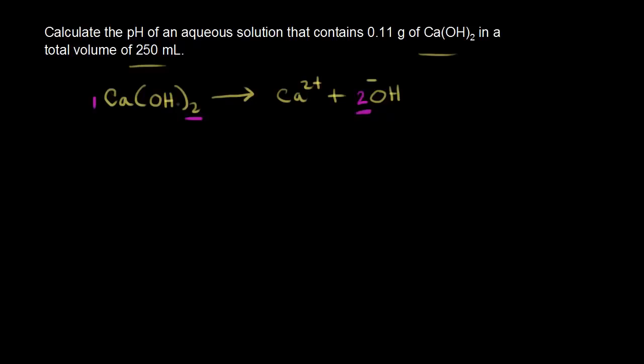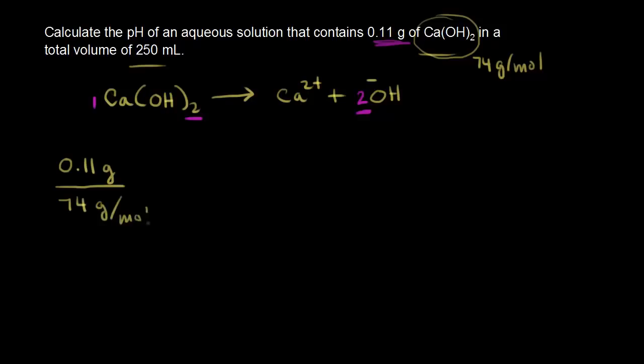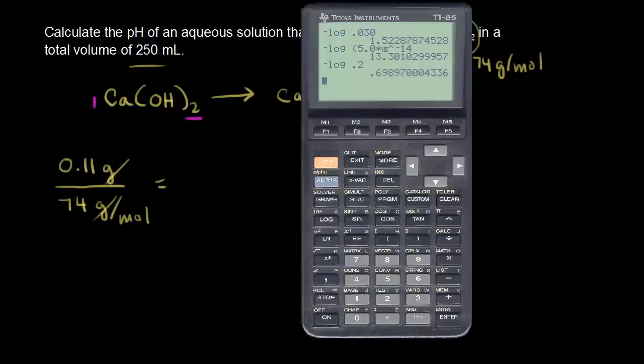So let's first figure out how many moles of calcium hydroxide we have. So over here we have 0.11 grams of calcium hydroxide. One way to think about finding the moles is to divide by the molar mass. So the molar mass of calcium hydroxide is 74 grams per mole. So if we divide 0.11 grams by 74 grams per mole, the grams would cancel, and we would get moles here.